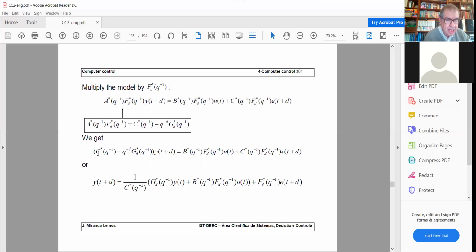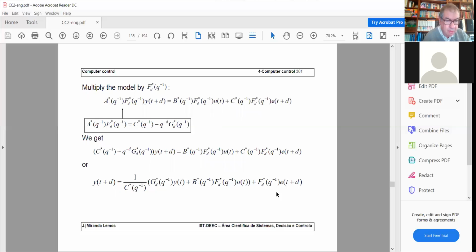Now, what does it tell you? It tells you that C star Y of t plus D, minus, then we have Q minus D and G, but Q minus D applied to Y of t plus D is Y t. So this second term is nothing more than G Y of t with a minus sign. So I put it to the other side and then I divide by C star and I get this formula here.